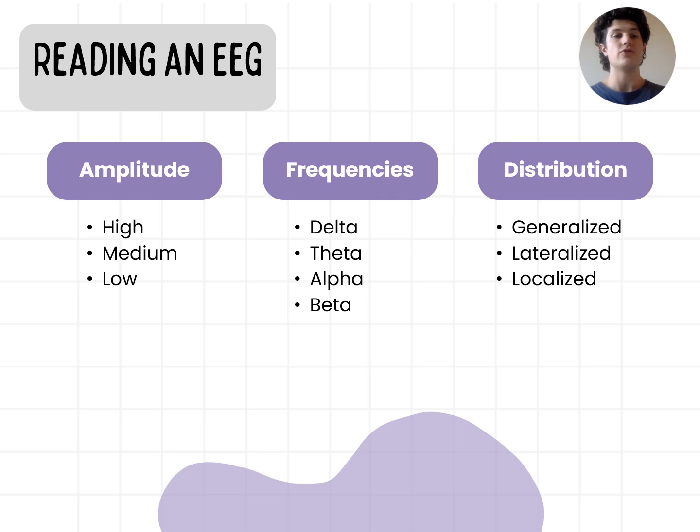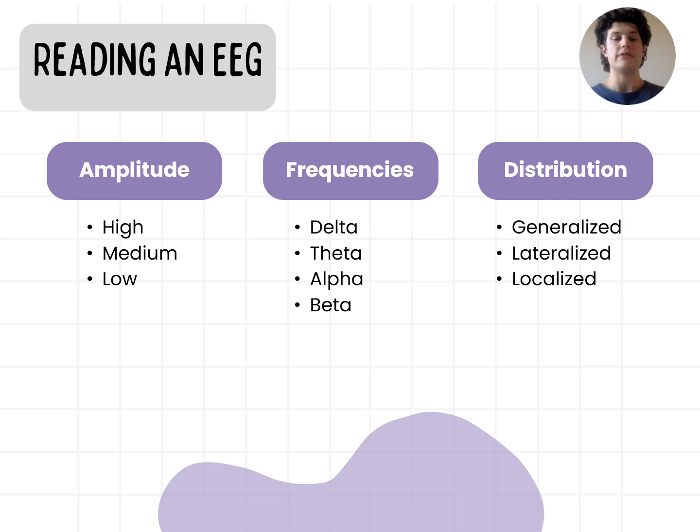Now, lastly, we have the distribution of EEG signals. They can be distributed 3 ways: generalized, lateralized, or localized. Generalized distribution means that the signal is distributed over the entire area of the scalp. There's no specific area that the signal is coming from.